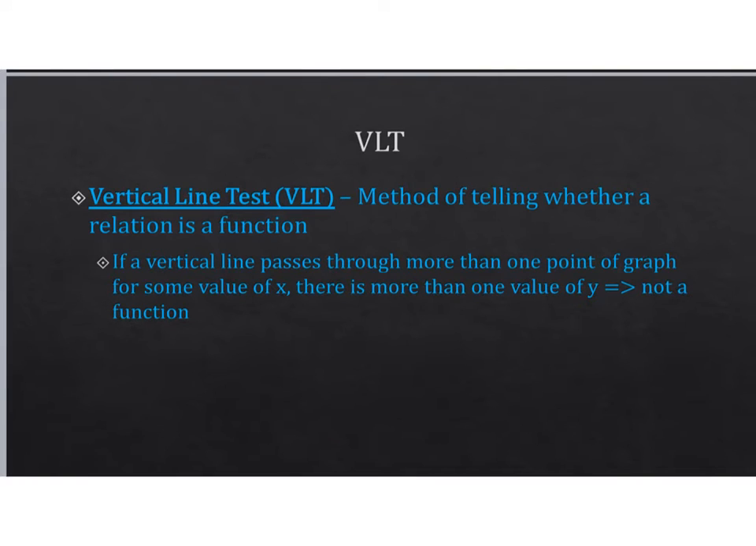Now when we're graphing, we have something called the vertical line test, or the VLT, and this is going to tell us whether or not a relation is a function. Okay, so how this works is if you draw a vertical line through a graph, and that vertical line touches more than one point, then that tells us that it's not a function. If you can draw a vertical line through a graph and it only hits the graph at one point at any given time, then you have a function. So let's look and see how this is going to work.